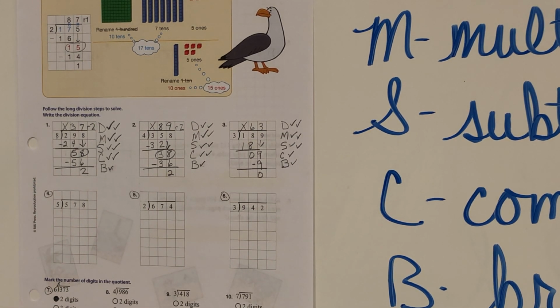This one, will 4 go into 9? Yes. So your first number of your quotient will be right here, so you're going to have 1, 2, 3 numbers, 3 digits in your quotient. So you will fill in this circle. On this one, will 3 go into 4? Yes. So your first number is going to be there. So 1, 2, 3, there will be 3 digits. Very simple. This one, will 7 go into 7? Yes, one time. So 1, 2, 3 digits.